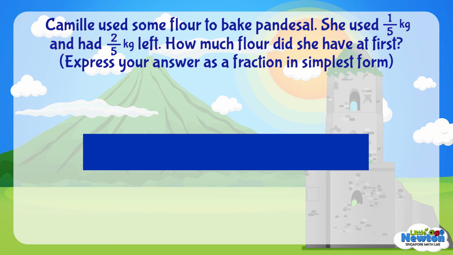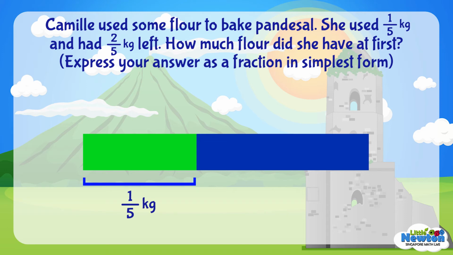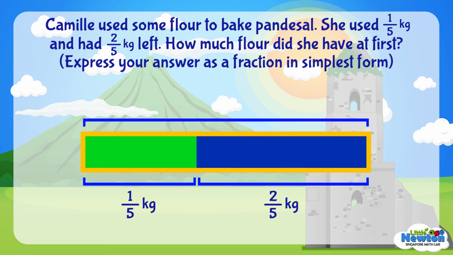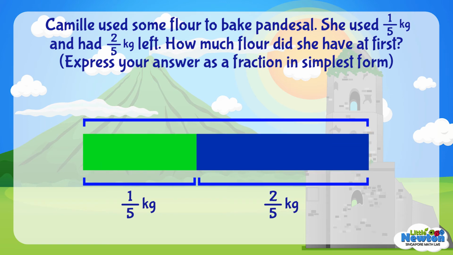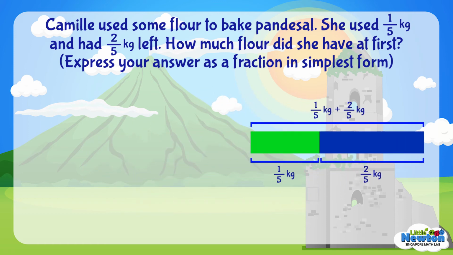Let's divide the rectangle into 2 parts. One part represents the 1/5 kilogram she used to bake, and the other part represents the remaining 2/5 kilogram she had after baking. Can you see that the 2 parts make one whole? Can you also see that the amount of flour she had at first is equal to 1/5 kilogram plus 2/5 kilogram? Great! Let's move on to the next part.